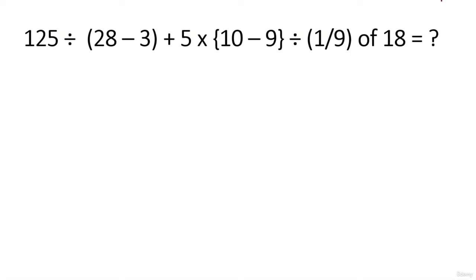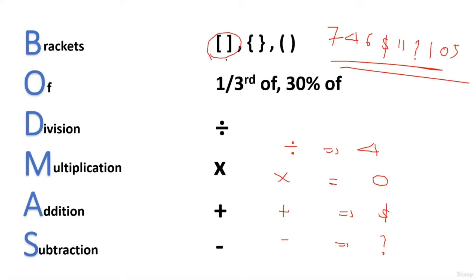125 divided by 28 minus 3 plus 5 into 10 minus 9 divided by 1 by 9 of 18. Now first of all we deal with brackets. अब brackets में भी क्या होता है guys, significance वैसे होता है कि what exactly are you using in the brackets. Brackets में भी, as I told in the previous slide, the square brackets, the curly brackets and the round brackets, ये significance होता है.